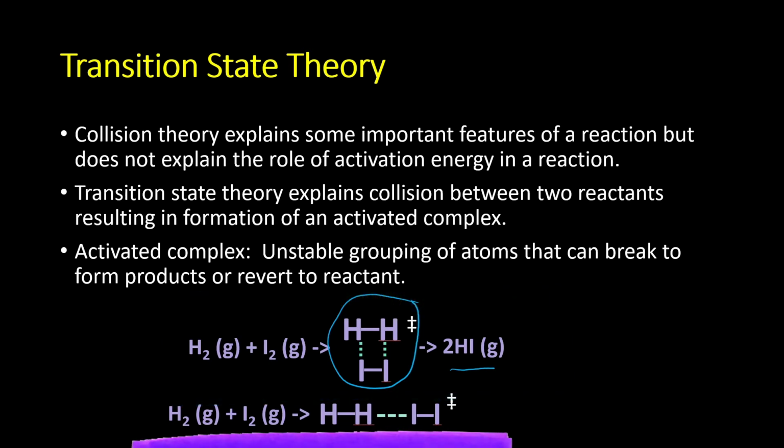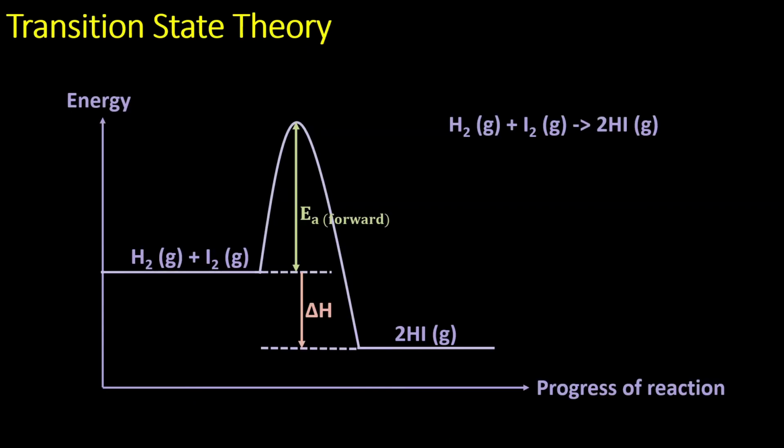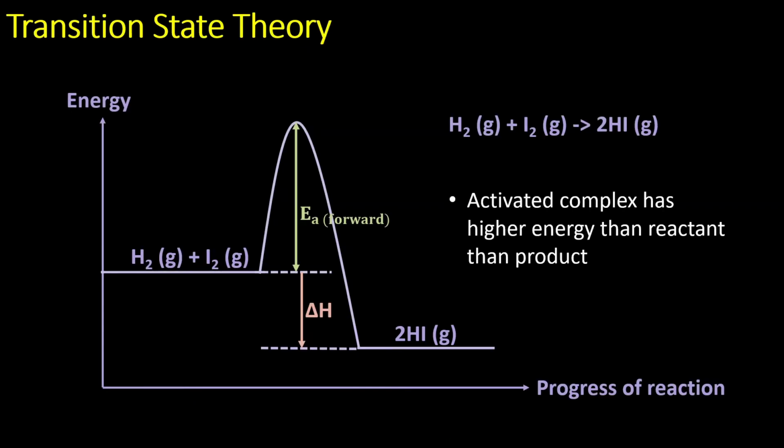However, if the hydrogen and iodine molecules collide with energy equal to or greater than activation energy, but the orientation is not correct, this is the activated complex that is formed. Since this activated complex does not have the correct orientation, it will revert to the reactants hydrogen gas and iodine molecules. One thing to take note of is that the activated complex or transition state has higher energy than reactants and products. So where should we draw the activated complex or transition state in the energy profile diagram? We should draw it at the highest or maximum energy point in the energy profile diagram.